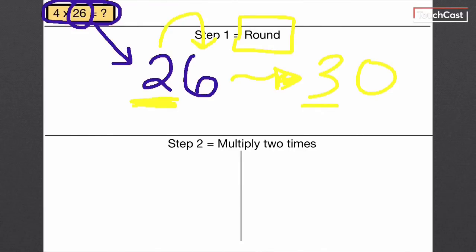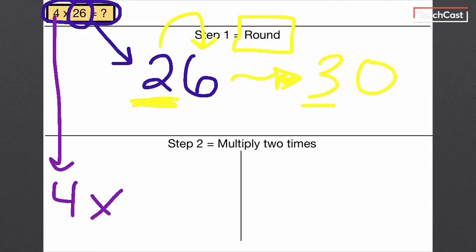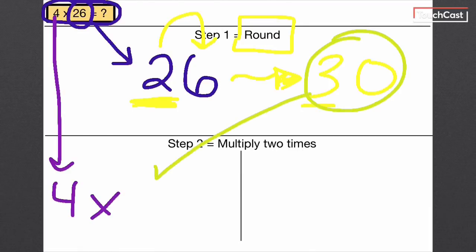Now I have to multiply my original 4 in step 2. So 4 comes down here. And then I'm going to take my 30 that's over here that I rounded, bring him into the equation, and solve. We know with our math facts that I can take my 0 away.